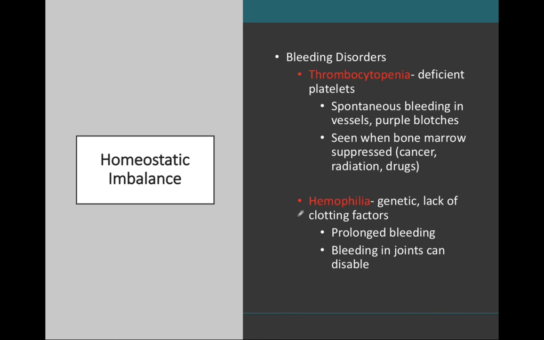Similarly, hemophilia is also a condition that causes a prevention in blood clotting. Hemophilia is a genetic condition where there are no clotting factors present in the blood. So with hemophilia, if blood vessels are damaged, the patient ends up continuously bleeding and unable to clot blood at all.